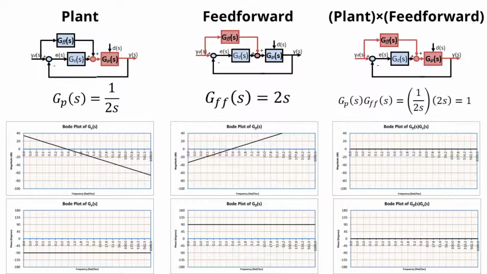If you pick off a couple of points, you'll see that if I add these two gain plots together and look at the resulting path from the input to the output, GFF times GP, I should have just 1 over S times 2S equals 1. And the Bode plot, in fact, shows 0 dB, which is, remember, a gain of 1. And if I look at the phase, again, the phase adds, so -90 and +90 is 0 degrees. I would perfectly follow the input of the system with the output with this plant and this feed-forward.